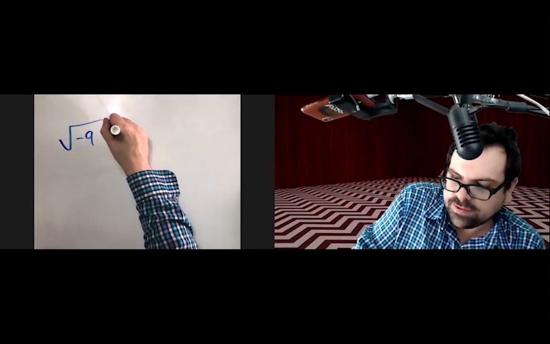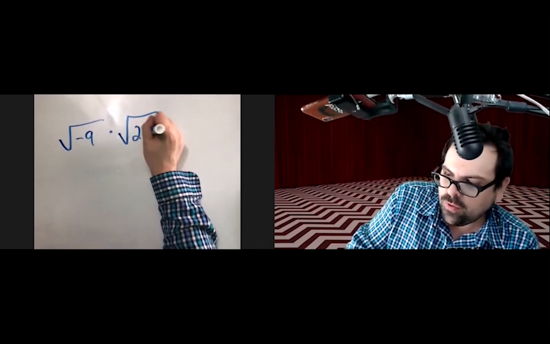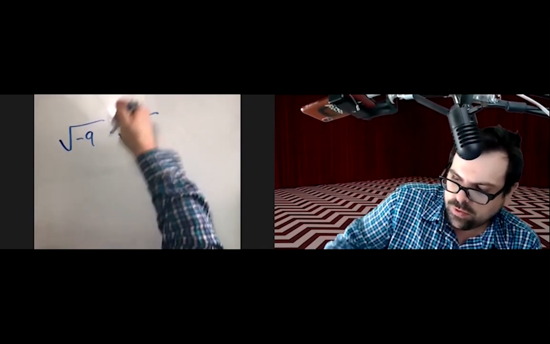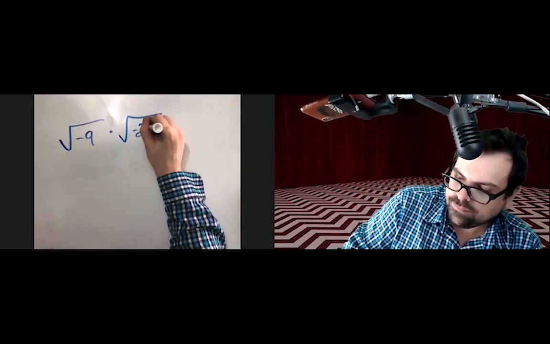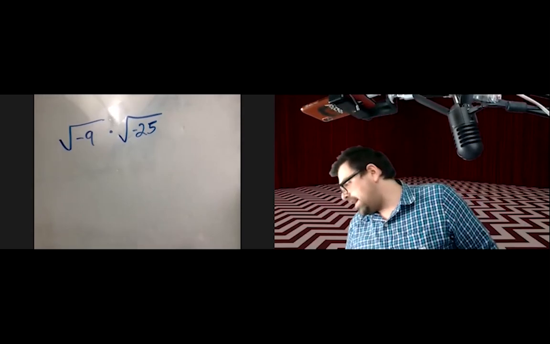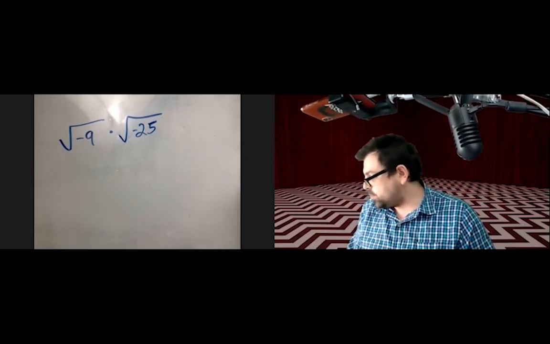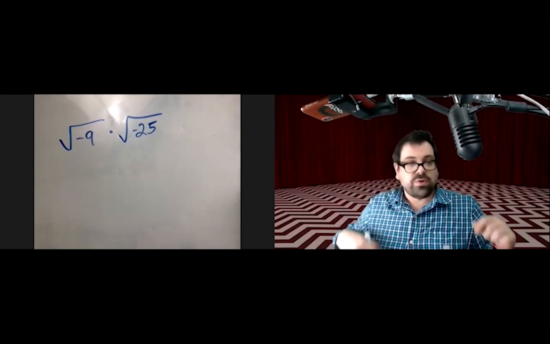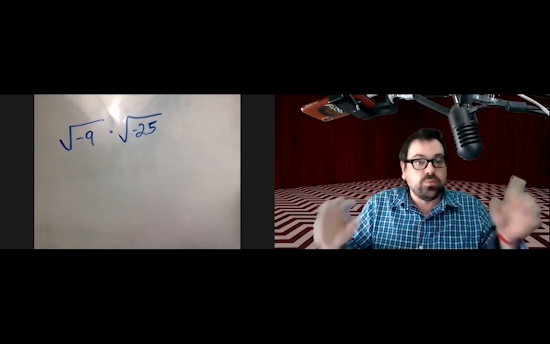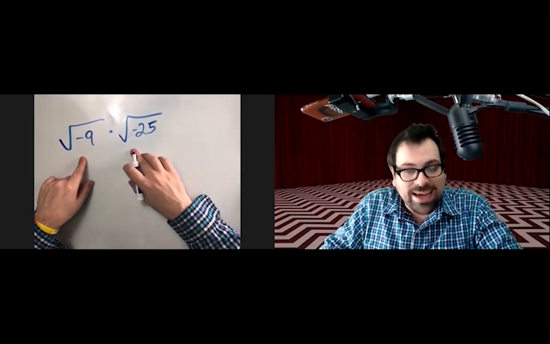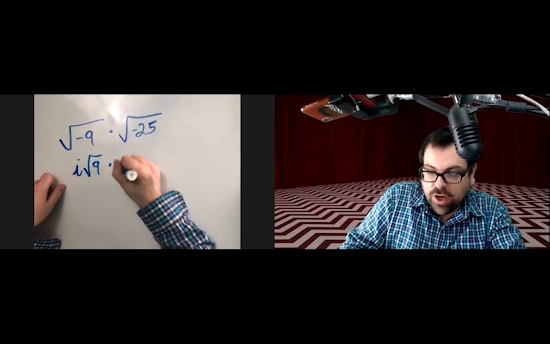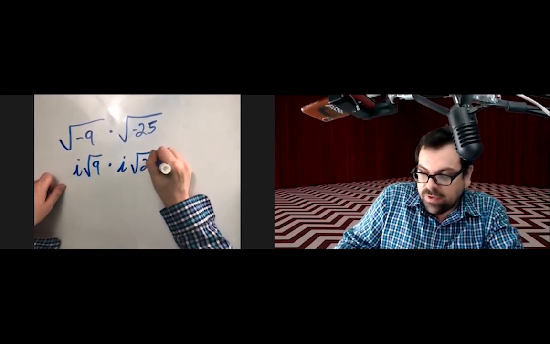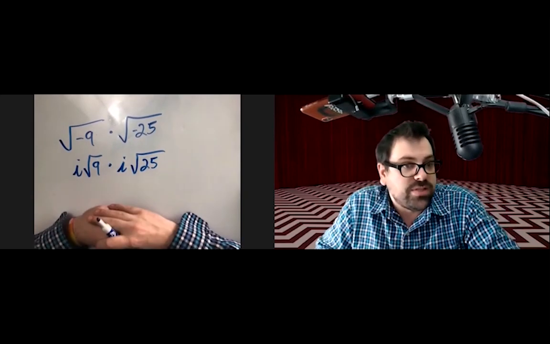Okay, let's have some fun with this. The square root of negative 9 times the square root of negative 25. So we're going to have a rule for these problems. The negative on the inside becomes an i on the outside first, every time, without question. That is the first step.